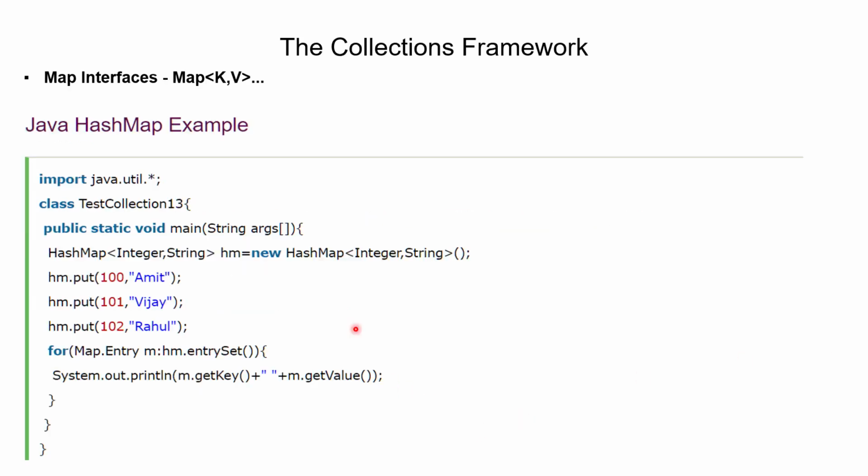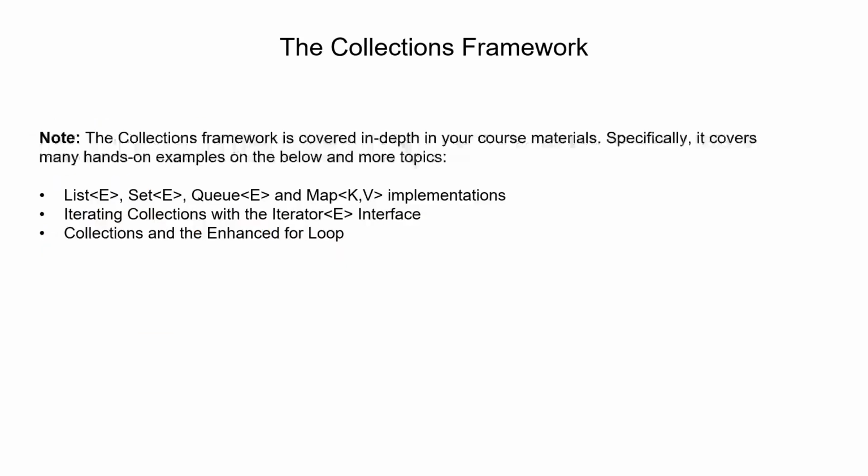So here is an example very similar to what we saw earlier with our map. We are instantiating a HashMap. We're calling it HM. We're putting values into it. Then we're iterating through the HashMap, and we're getting the output of the keys and the values.